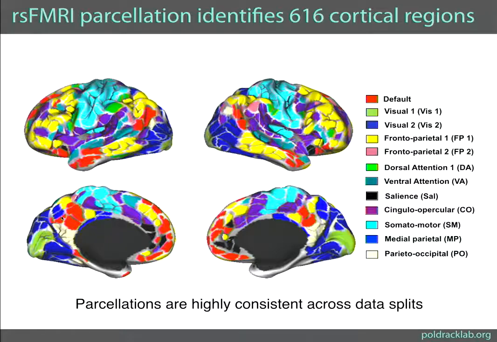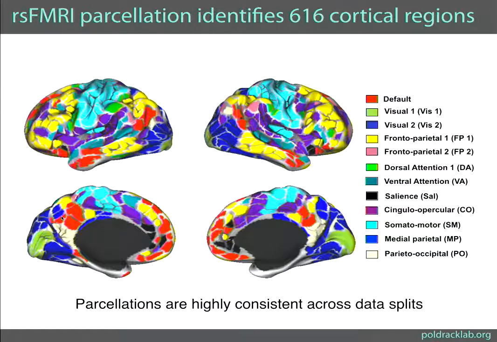And then we can cluster those and try to find the larger-scale networks that I talked about earlier. That's what you see in color here. We use a parcellation that Peterson's group has developed that includes 13 of these networks, and we see that those pop out in my data.